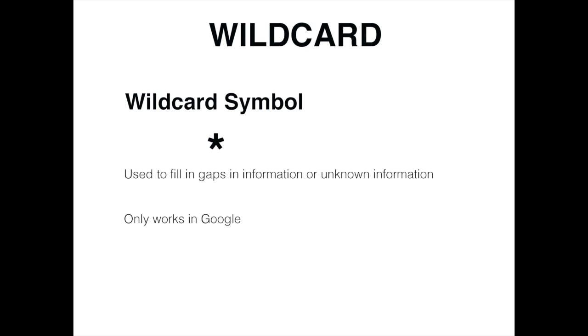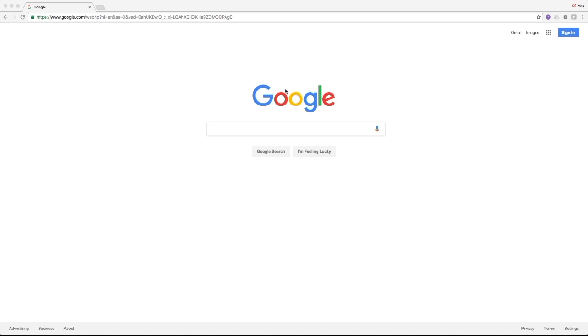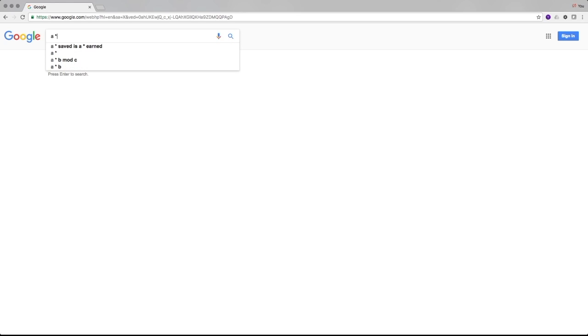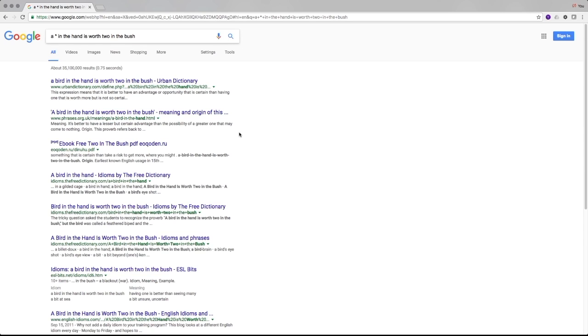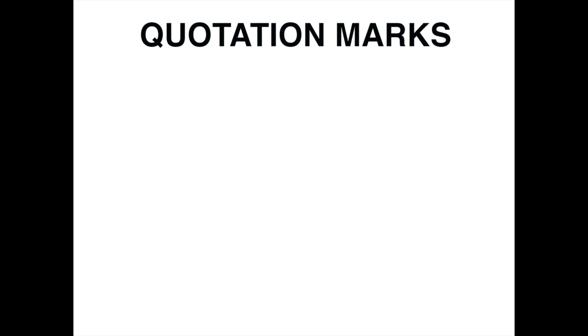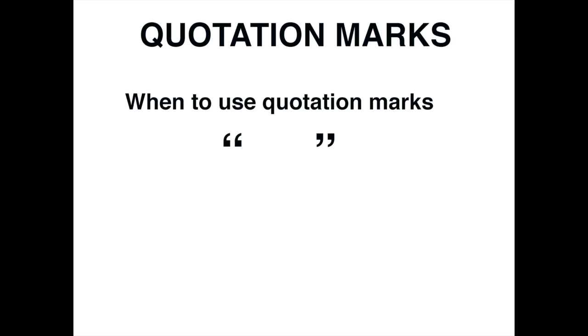Let's say you remember an old saying, but not all of it, such as, a blank in the hand is worth two in the bush. Here's how you would enter that in Google to get the answer. There's the answer. A bird in the hand is worth two in the bush. Mystery solved. Quotation marks can be very helpful when limiting information while searching as well.